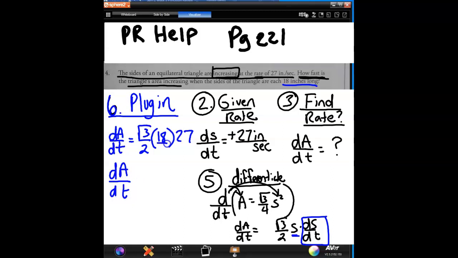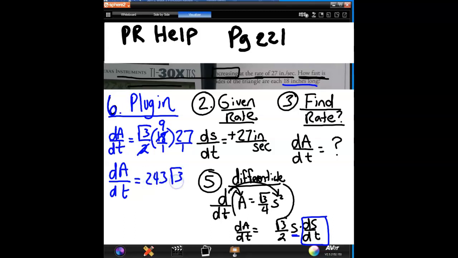So you could think of these as being over 1, right? I would divide the 2 into the 18 to get 9. And then I would do 9 times 27, and I end up with 243, and then that square root just stays there. We don't want to forget our units, by the way. Now, since my triangle is being measured in inches and the time is being measured in seconds, area is going to be square inches, and time is still seconds. So area, square inches, time, seconds. And so the answer is 243 multiplied by the square root of 3 square inches per second.